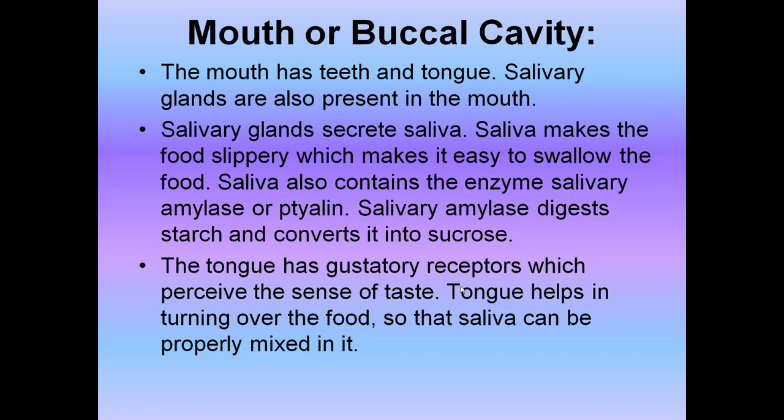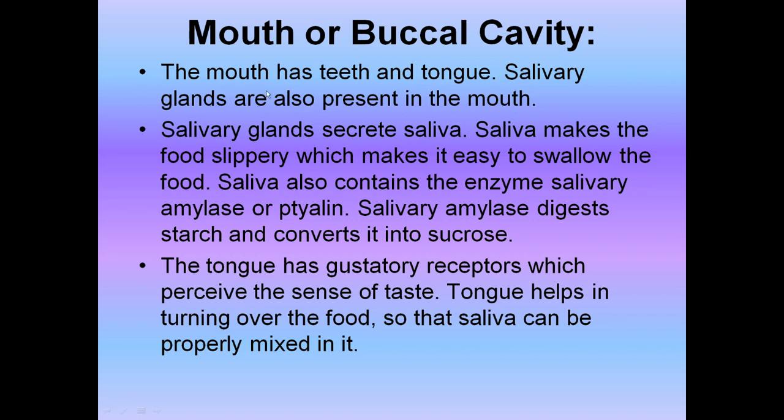Okay, the tongue helps in turning the food. You can observe that the tongue helps in rotating the food in the mouth so that it can mix with saliva very well. Okay, so this is a very important aspect. The tongue helps in turning or mixing the food with saliva so that it can be easily swallowed down by the human.